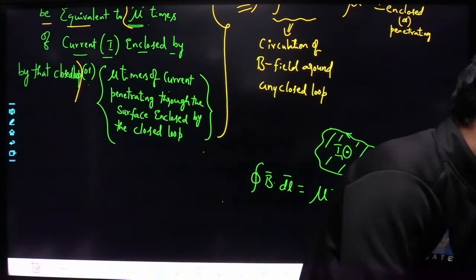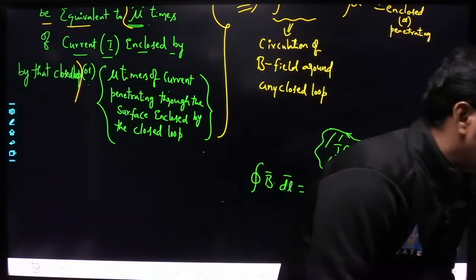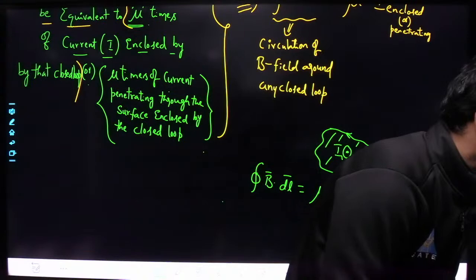Parasmoon, what are you asking here? The periphery of loop is containing B field around the loop.